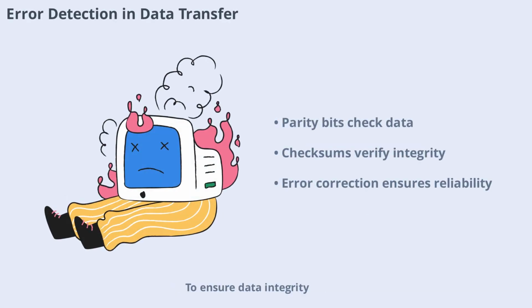To ensure data integrity, computers use error detection techniques during data transfer. Parity bits, checksums, and error-correcting codes help identify and correct mistakes that may occur during transmission. These safeguards are essential for reliable computing, especially in high-speed or noisy environments.